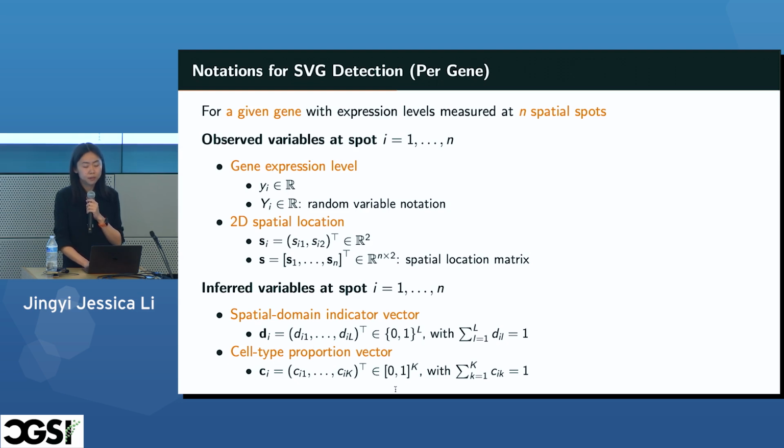For cell types, suppose that we know there are K cell types. Then spot i's cell type proportions should add up to 1. So for the spot-level or meta-cell-level data, a spot can correspond to multiple cell types. Therefore, you may have more than one non-zero entry. But for the imaging-based technologies where the spots are super fine, every spot has only one cell type, so this could be binary. So D_i is the spatial domain of spot i, and C_i is the cell type of spot i.